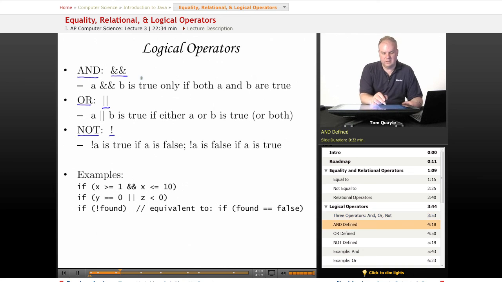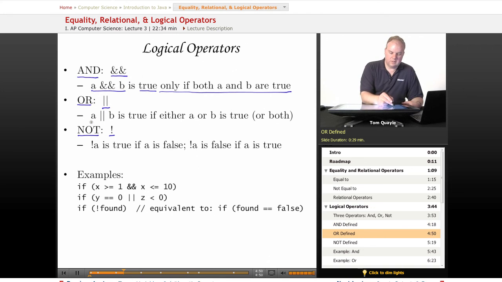The definitions of these operators are that A and B is true only if both A and B are individually true. If A is true and B is true, then A and B are true. Otherwise, any other combination, if A is false or B is false or both of them are false, then putting them together with an and results in false.